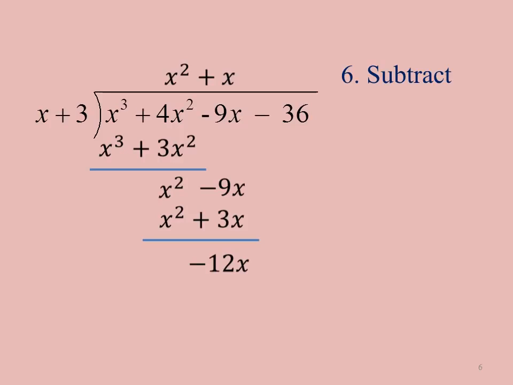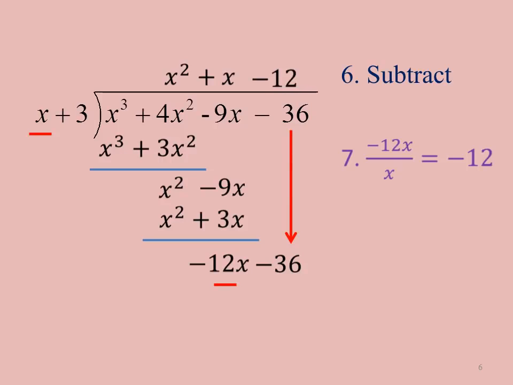We bring down the next term, the negative 36. Once again, we look at the first term of the divisor and the negative 12x, and we do the division. Negative 12x divided by x will equal negative 12. We transfer this answer of negative 12 into the quotient.